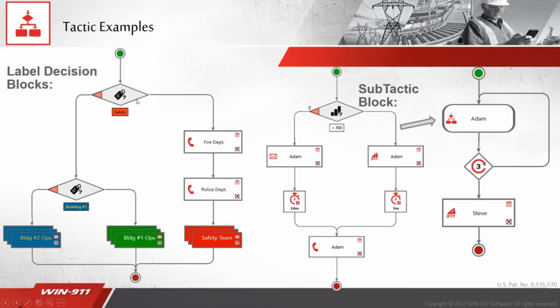Or if it does not have the safety label, we're going to go down the left side, and we're going to see, does it have the building 1 label? If so, notify all the members of the building 1 ops team. If it does not have the building 1 label, then notify all the members of the building 2 ops team.